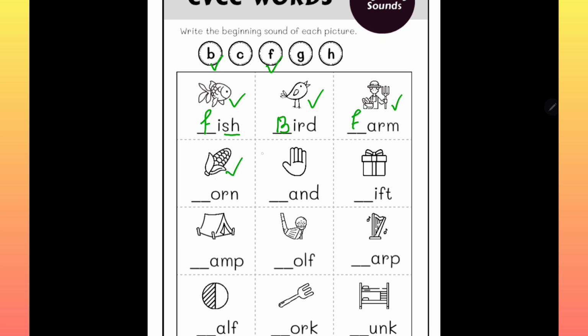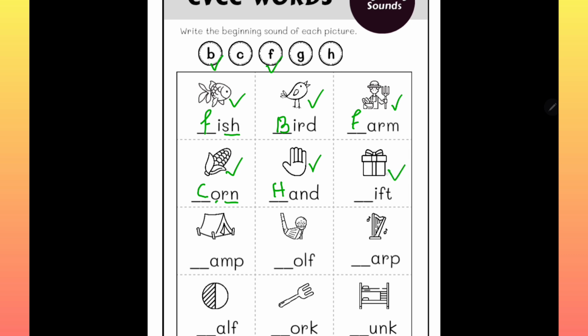Now this one is the picture of a, you all love this. Yes. So this one is the picture of a corn. Corn. So orn. So k sound is missing. So C. This one is the picture of a hand. Hand. Show me your hand. Yes, this one. So the spelling is H and. So that sound came from letter H.